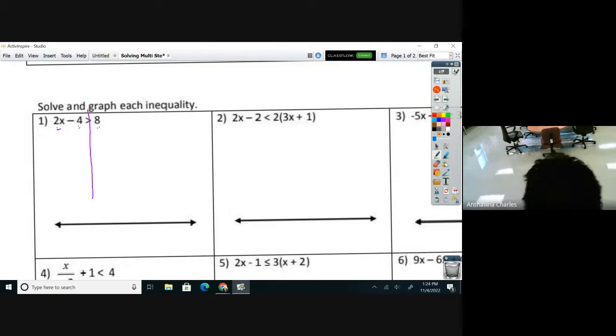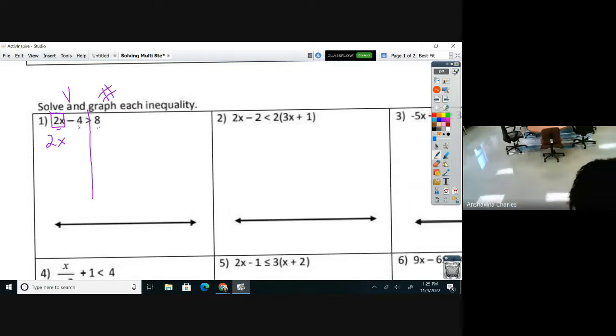Step 4, draw a box around the variables. And I'm going to move the variables to the left and my numbers to the right. If I cross the line, I change the sign. So I'm at 2x here. The negative 4 is going over here, and this 8 stays over here, so it's positive 8. Okay. So now I have 2x is greater than 4 plus 8, which gives me 12.